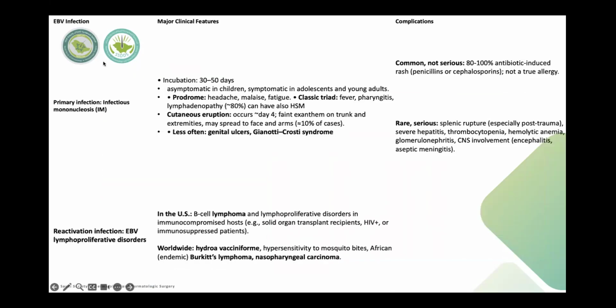This is the EBV, which is considered one of the human herpes viruses. Usually it presents with infectious mononucleosis, which we all know presents with fever, lymphadenopathy, and then pharyngitis. And they have the risk of having hepatosplenomegaly. That's why they have to avoid playing contact sports.